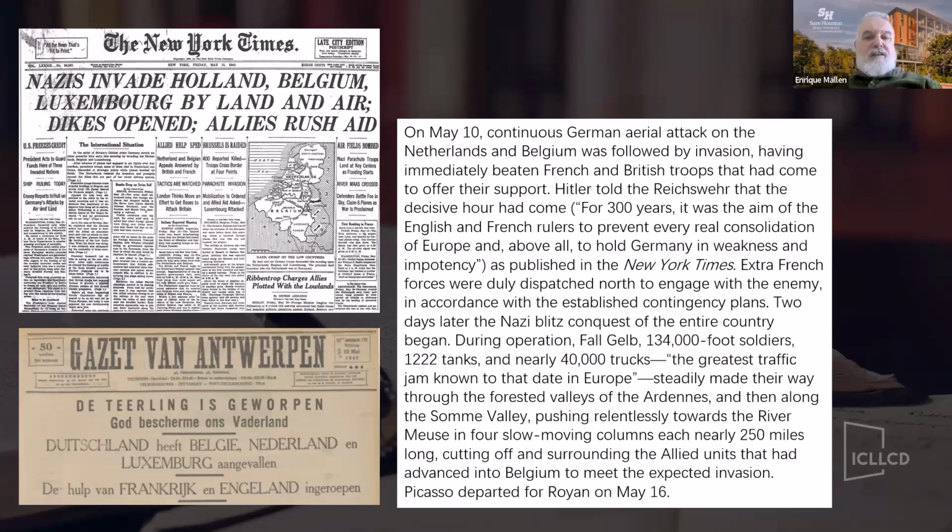1,222 tanks, and nearly 40,000 trucks, the greatest traffic jam known to that date in Europe, steadily made their way through the forest valleys of the Ardennes and then along the Somme Valley, pushing relentlessly towards the river Meuse, and in four slow-moving columns, each nearly 250 miles long, cutting off and surrounding the Allied units, which had advanced into Belgium to meet the expected invasion.